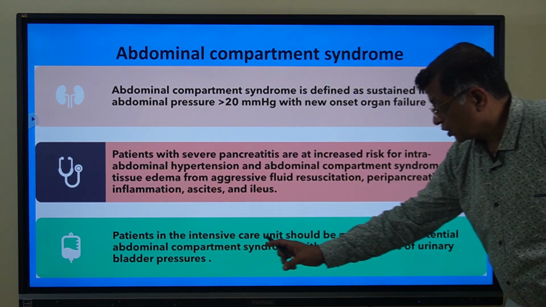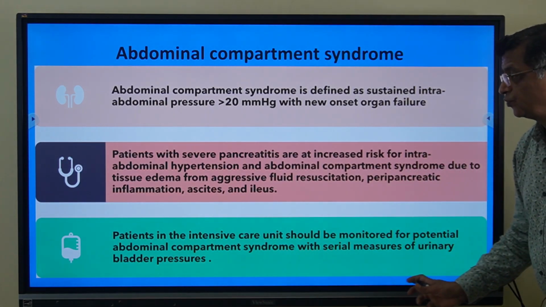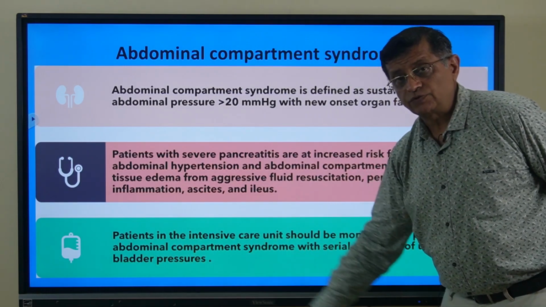So patients in the intensive care unit should be monitored for potential abdominal compartment syndrome with serial measurements of urinary bladder pressure. How to do this, we have seen in our last lecture.